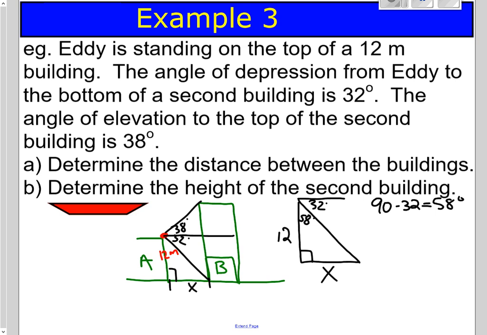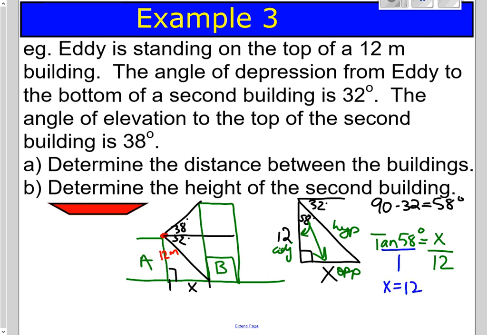Okay, so let's label our sides. This is opposite. This is adjacent. This is hypotenuse. Opposite and adjacent is going to be tan. Tan 58 equals my opposite side, which I'm looking for, divided by my adjacent side, which is 12. I'm going to cross multiply that, and I get x equals 12 tan 58. I'm going to go to my calculator: 12 tan 58 equals 19.2.